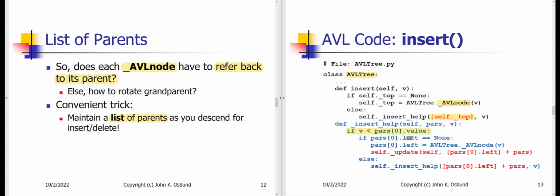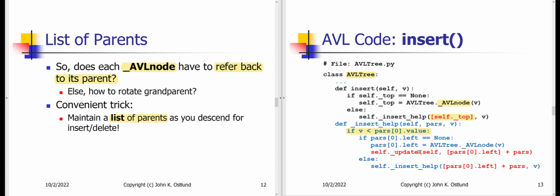Well, if the parent's left-hand side is none, then we simply add a new AVL node at that left-hand side. That may cause the balance factors to be messed up, and so we're going to call this update function to check all of the balance factors and to call rotate functions as necessary to bring the balance factors to match the invariant.